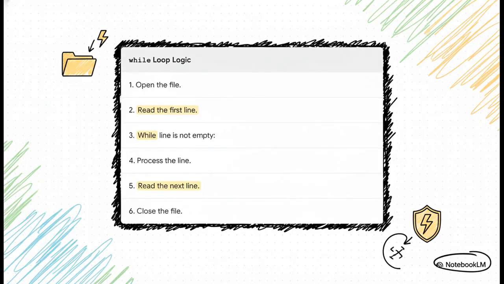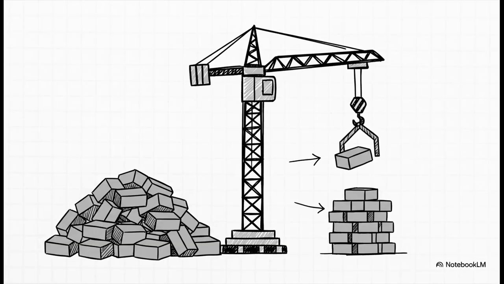And here's the thing with this while loop logic. See that repetition? You have to read a line at step 2 before the loop even starts. Then you have to remember to do it again at step 5, deep inside the loop. It works, sure, but it's clumsy, and it makes it way too easy to forget that second read and accidentally create an infinite loop. Not good.